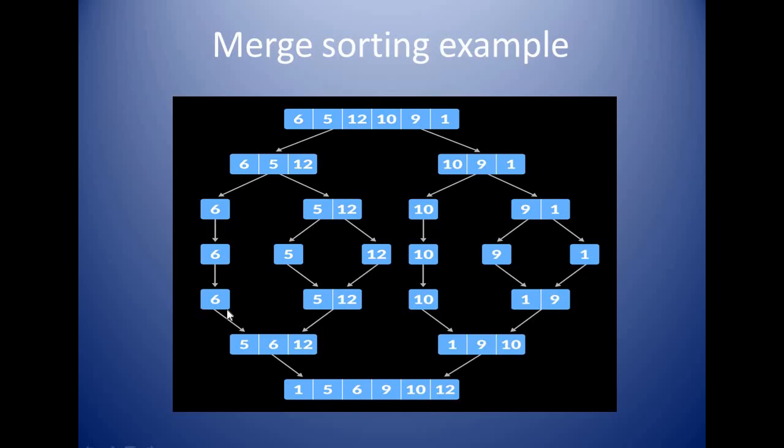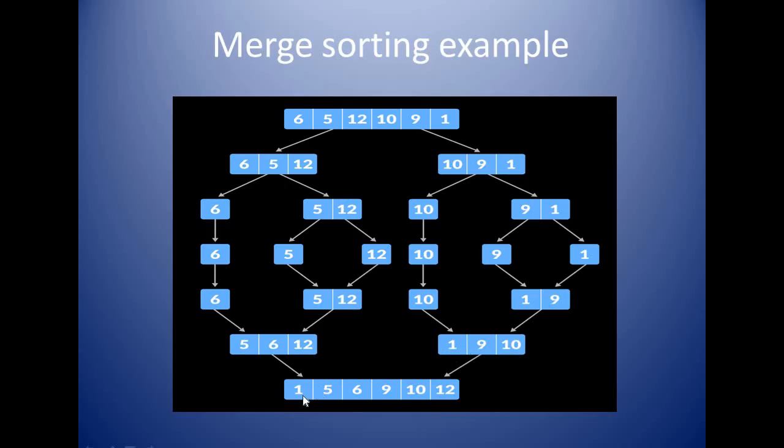In 6, 5 and 12, which is the smallest element? 5 is the smallest, the next smallest is 6, and finally 12. So the left hand side is arranged. On the right hand side, 1 is the smallest element, the next smallest is 9, and the last element is 10. So it is merged into a sublist. Finally we have to arrange them in a single array, so we have to see which is the smallest element from the left hand side and right hand side.